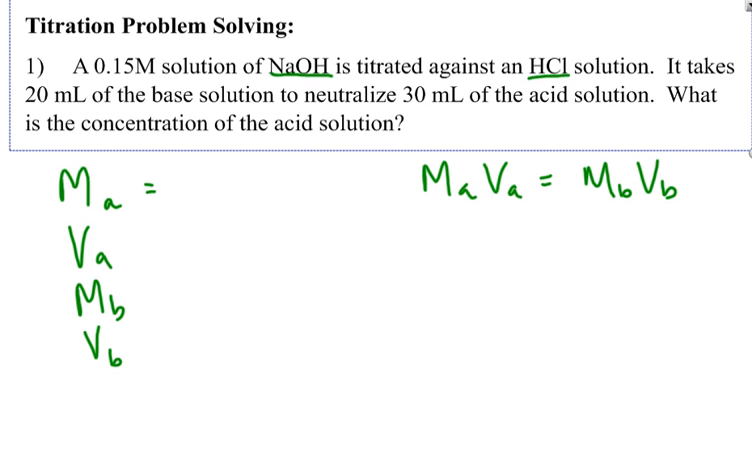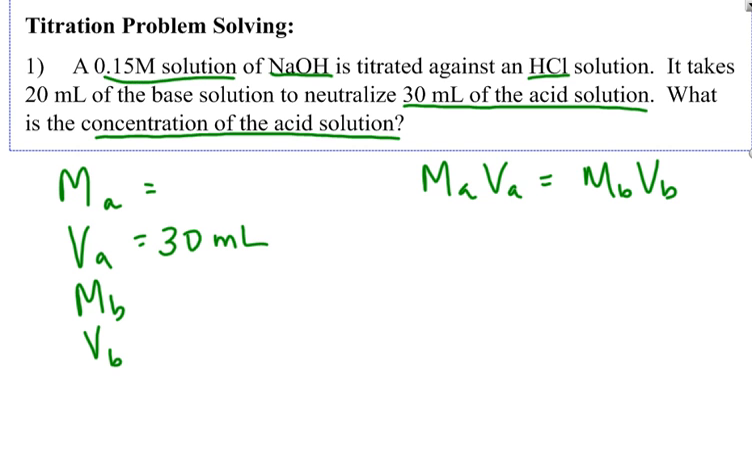The molarity of the acid is what we're trying to find, and I know that because the question at the end says, what is the concentration of the acid solution? The volume of the acid is given to us here. We're going to neutralize 30 milliliters of the acid solution. The molarity of the base is given to us at the very beginning, 0.15 molar. And the volume of the base is given right here, 20.0 milliliters of the base solution.